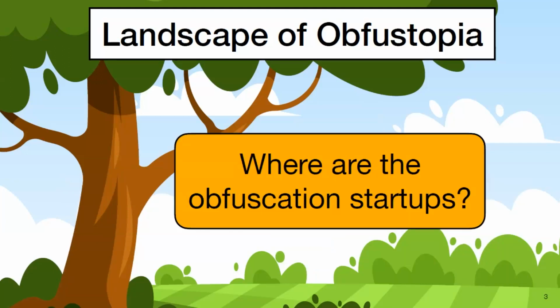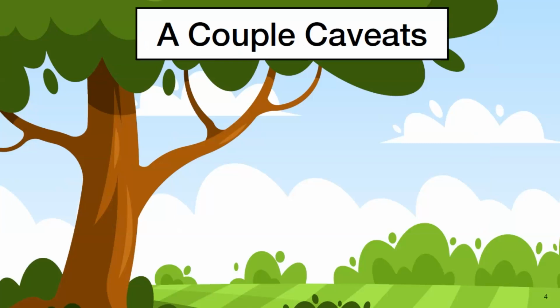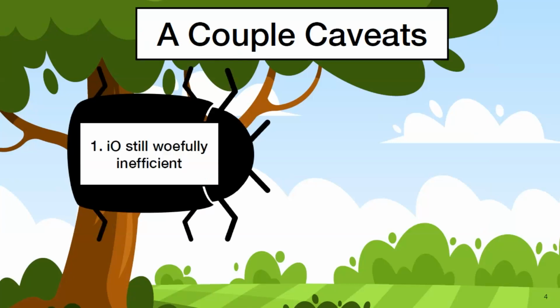So where are the obfuscation startups? That might be a question that a lot of people, especially practitioners, might be asking after we've declared success in so many of these areas. Well, it turns out there are a couple of caveats with this landscape as we know it. The first is that we have these candidate constructions for iO, but they're still woefully inefficient. A lot of them first build just slightly non-trivial versions of iO and recursively apply the same technique over and over again.